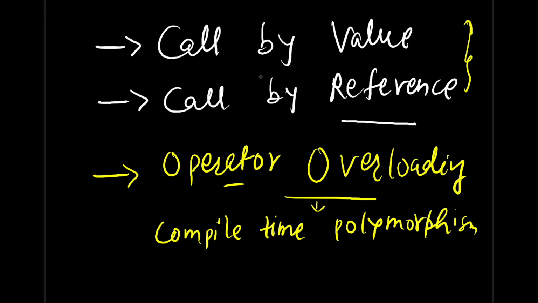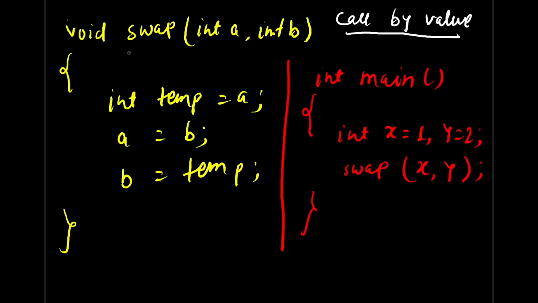Let's start with the first topic, what is call by value. Here I have written a function called swap, which is taking 2 arguments, and these are integer arguments. And when we call this function swap from our main function, we are passing the value, not the reference. So what does that mean?